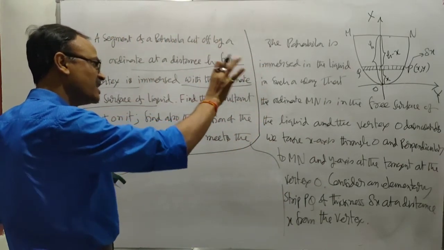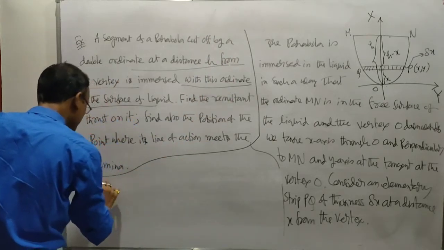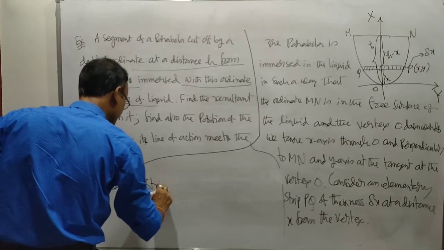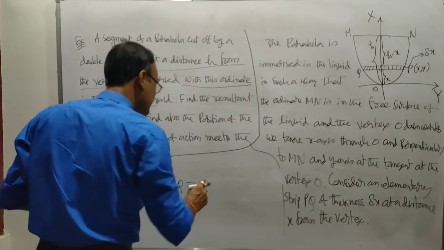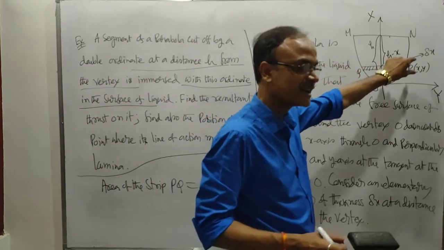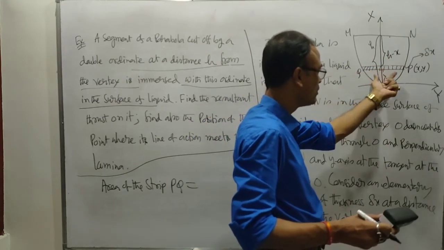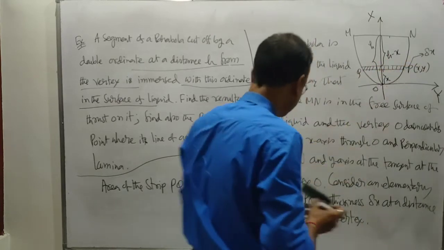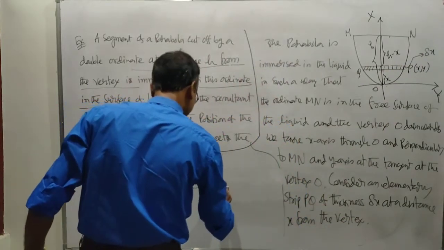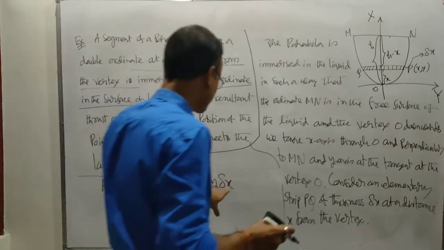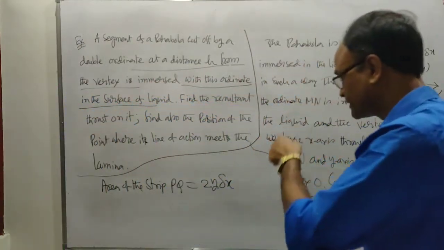Now, the area of the strip PQ. It is in the form of a rectangle. This distance is twice y, y plus y. So the area of the strip PQ is twice y delta x.